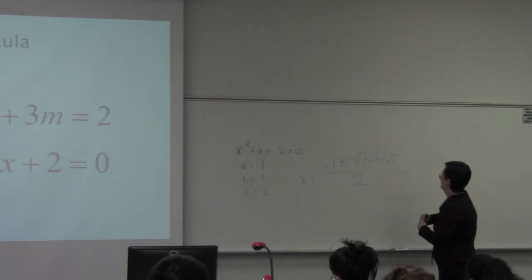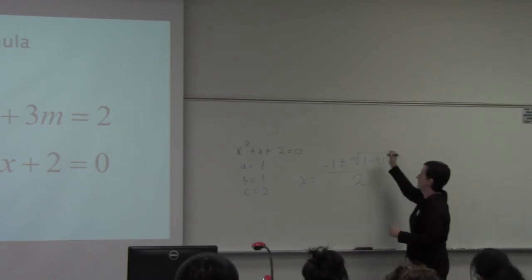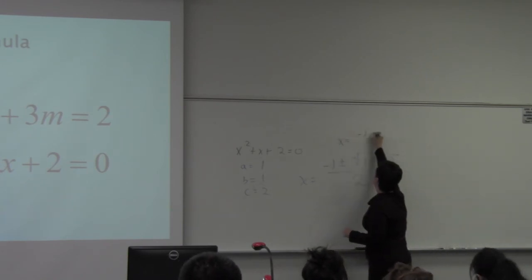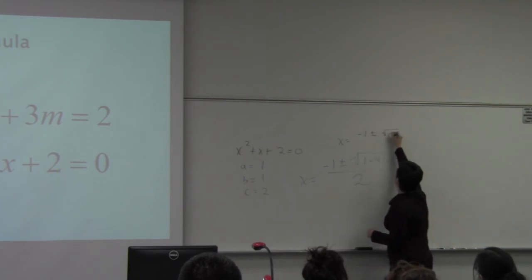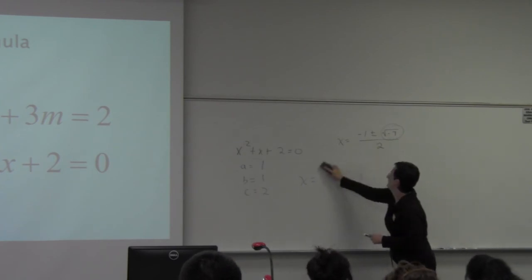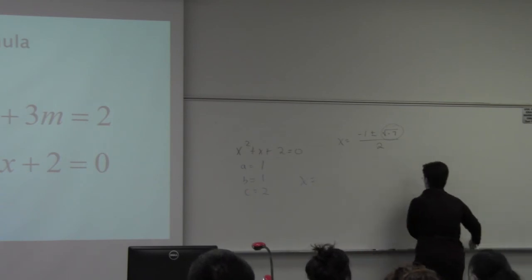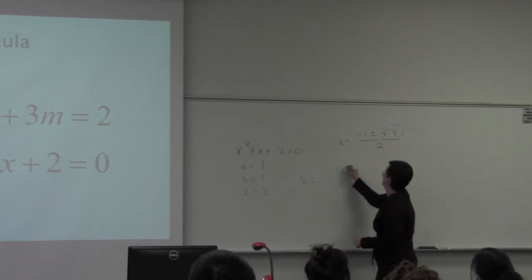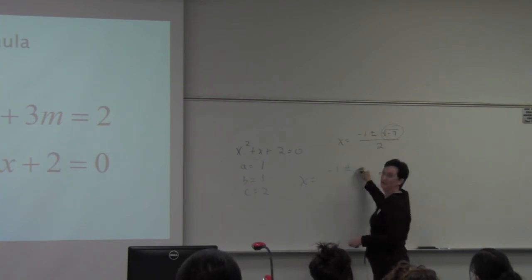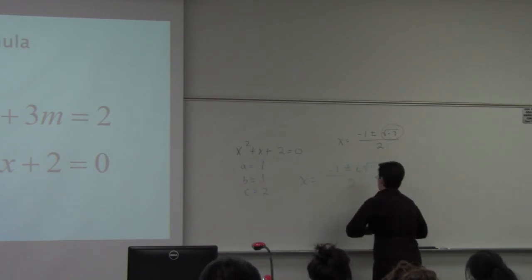All right, let's clean this up. 1 minus 8. So we have x equals negative 1 plus or minus the square root of negative 7 over 2. We looked at this guy earlier. What does that mean? We got an i. So we have x equals negative 1 plus or minus, what does that reduce to? i square root of 7 all over 2.